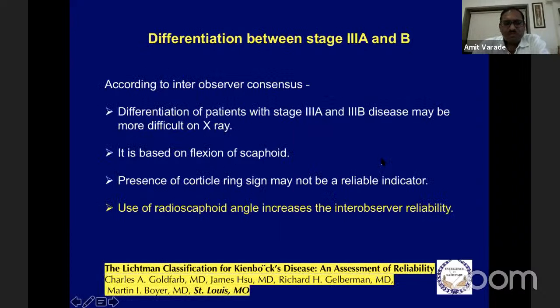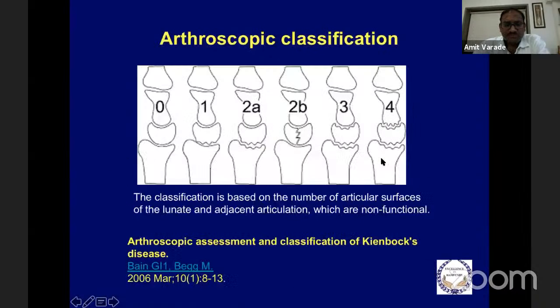According to this paper by Professor Gelberman and Martin Boyer, they have some important observations: differentiation of patients with stage 3A and 3B disease may be more difficult on X-ray. It is based on flexion of the scaphoid, and the presence of the cortical ring sign may not be a reliable indicator. Use of the radioscaphoid angle increases the inter-observer reliability.